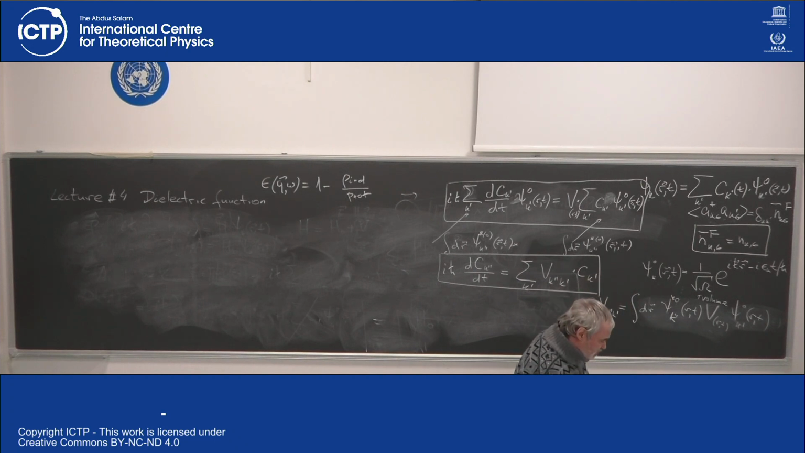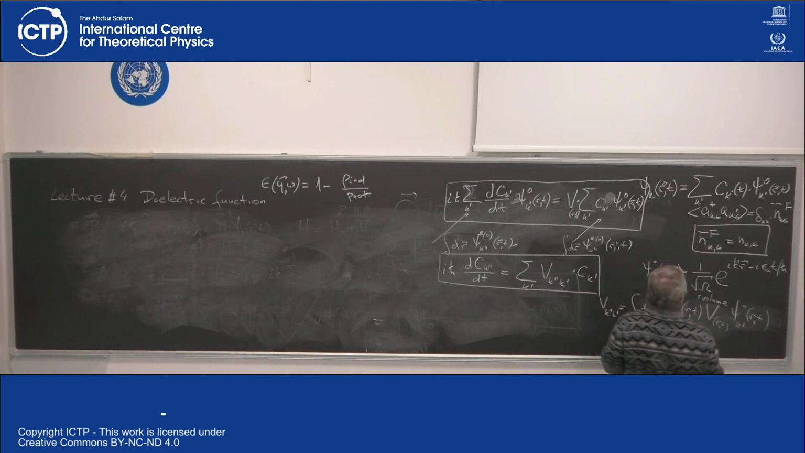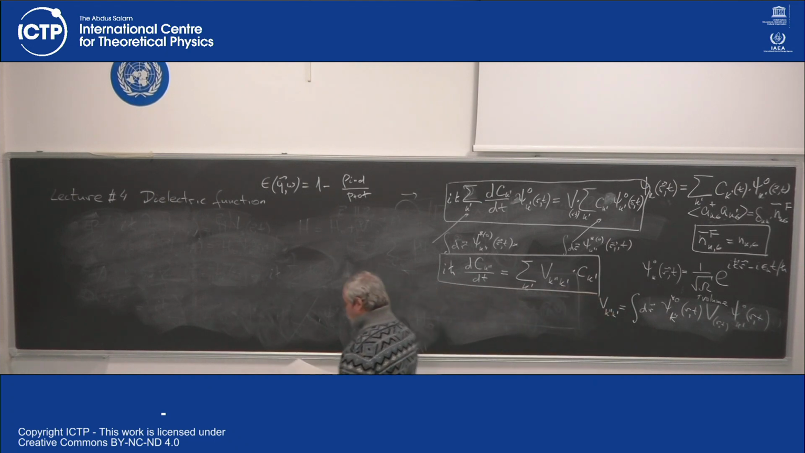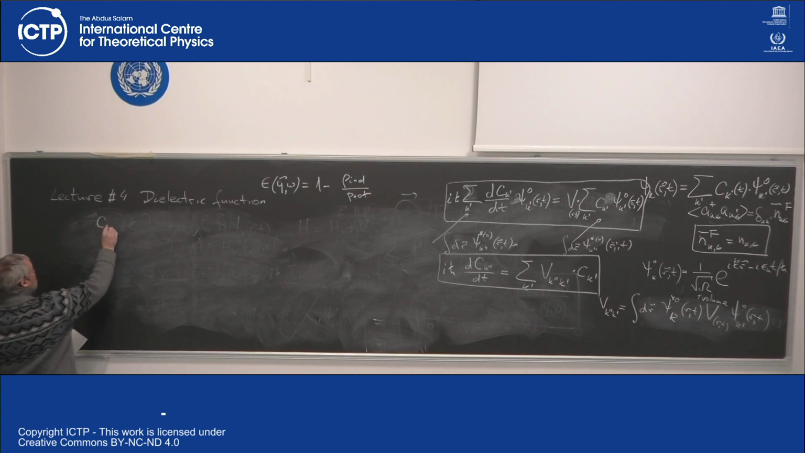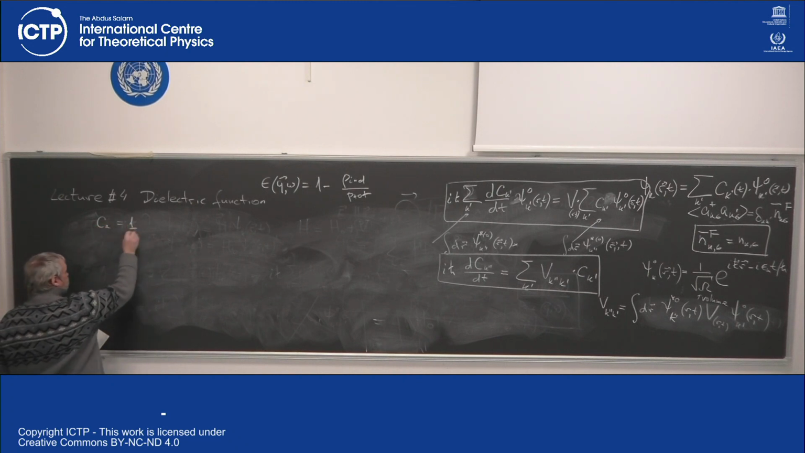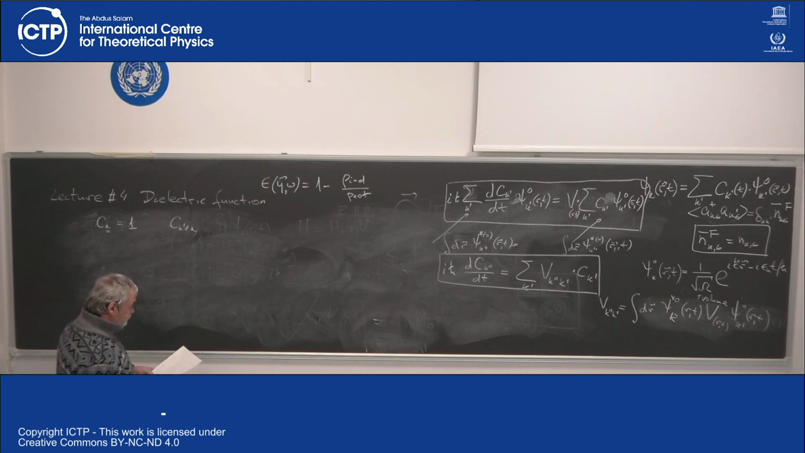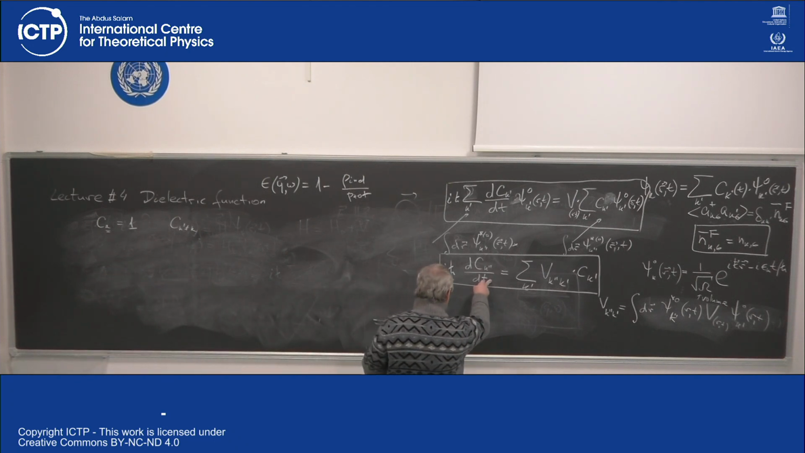Therefore, in the spirit of perturbation theory, I say that in this sum, I have a state with k prime equal to k. And for the state with k prime equal to k, I use psi naught. And all k prime not equal to k will provide me a correction, and this correction depends on the interaction. So therefore, I write that c_k is equal to 1, but c_k' for k' not equal to k can be obtained from this equation.